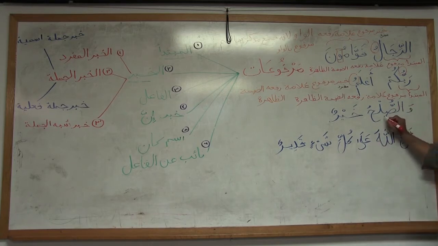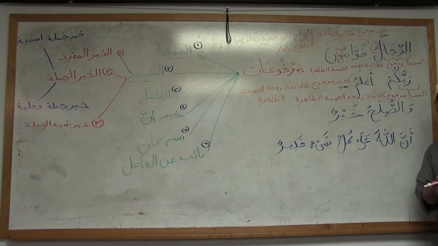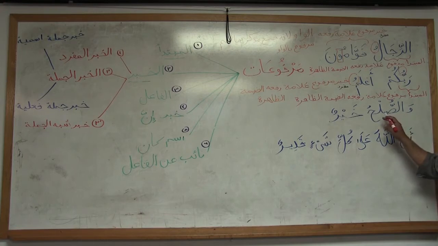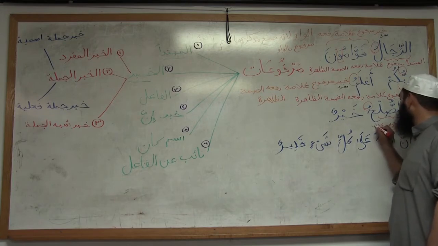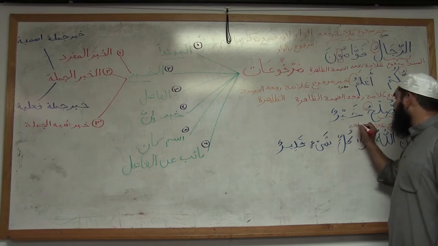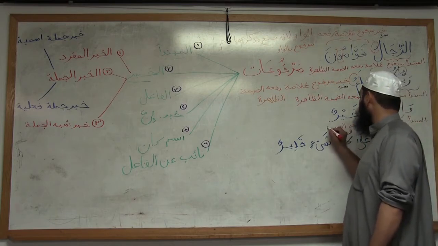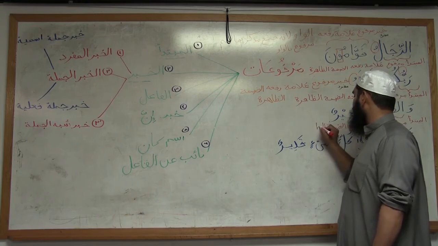Tayyib. So now where is your mubtada? This is really easy. You just did this. Sulh. This is your mubtada. Is it marfu', mansub, majrur? مرفوع. What is your علامة رفعه? الضمة الظاهرة.